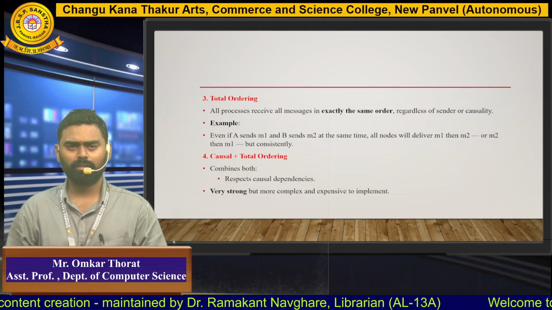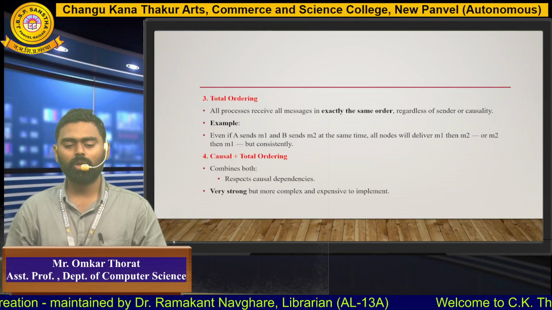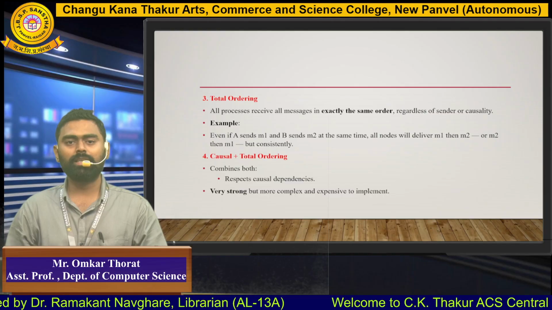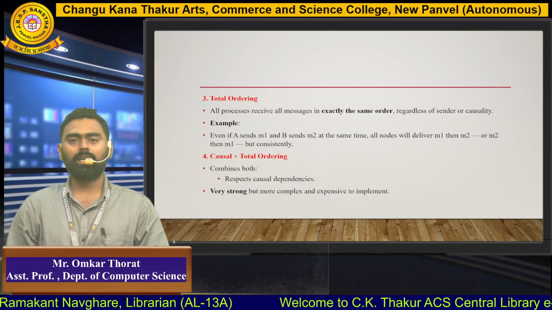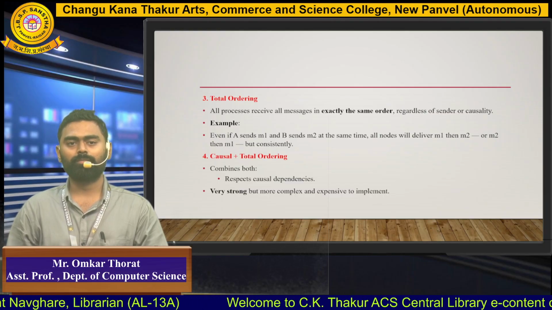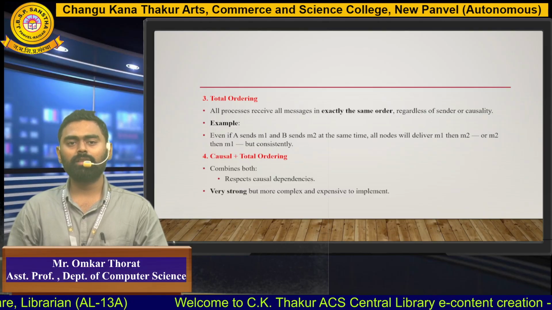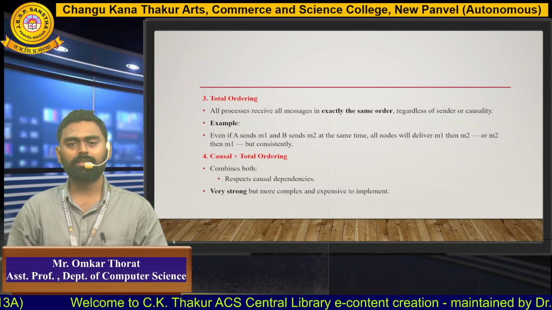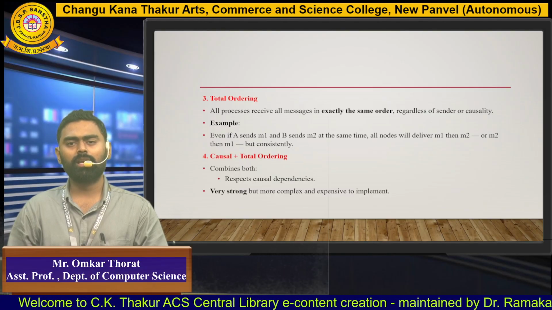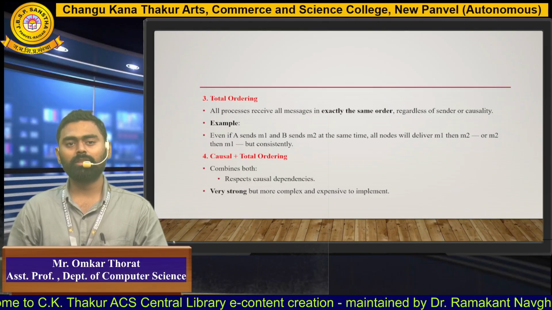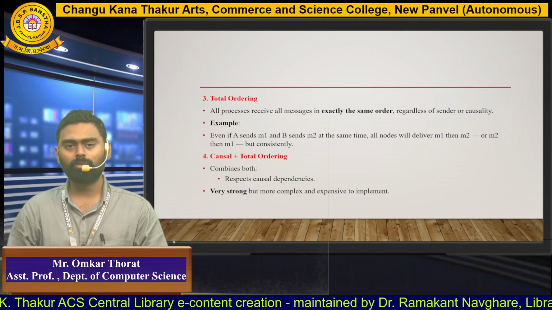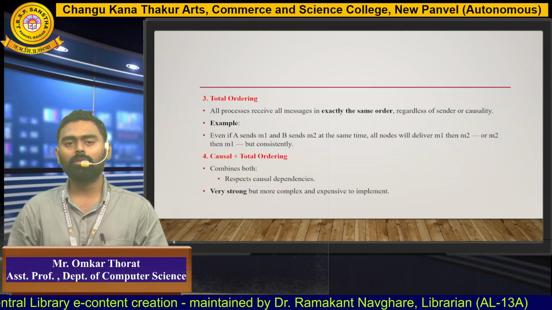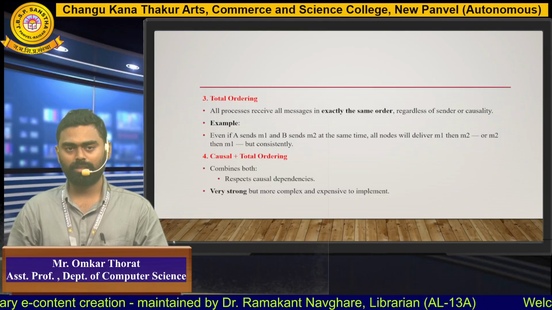Okay, let's understand the third point, total ordering. All processes receive all messages in exactly the same order, regardless of sender or causality. For example, even if A sent message M1 and B sent message M2 at the same time, all nodes will deliver M1 then M2, or M2 then M1, but consistently. Consistently means without disturbing the sequence of the messages.